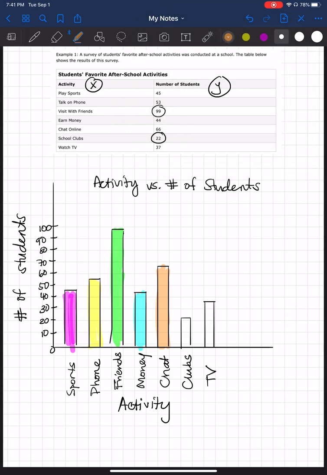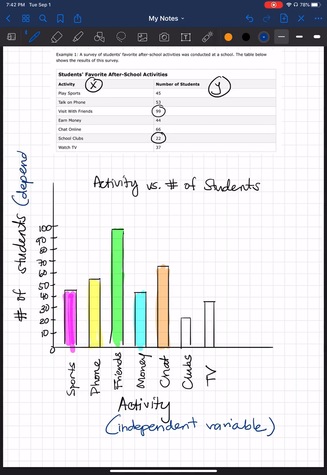So this one doesn't ask the question, but I'm going to ask it anyway. Which one is our dependent and which one is our independent? So independent variable, again, that is your x-axis. So this is our independent variable. And then our dependent variable, of course, we only have one other choice, is that one right there.